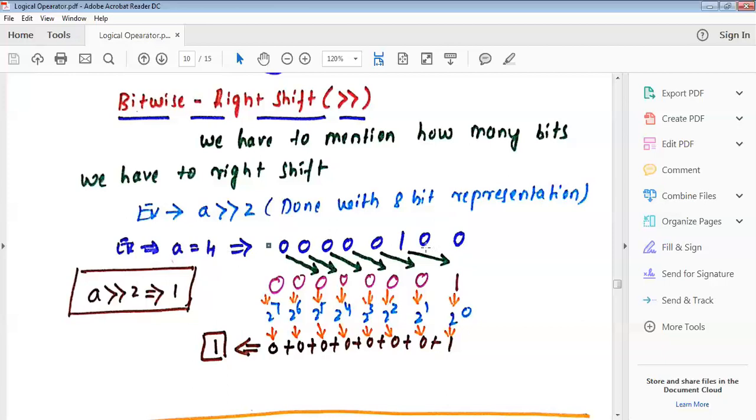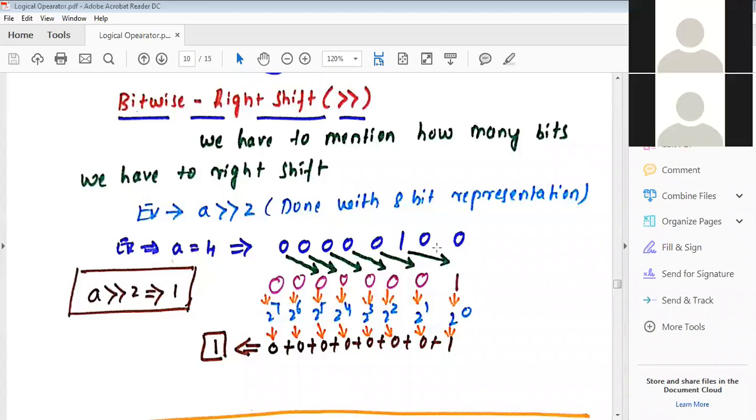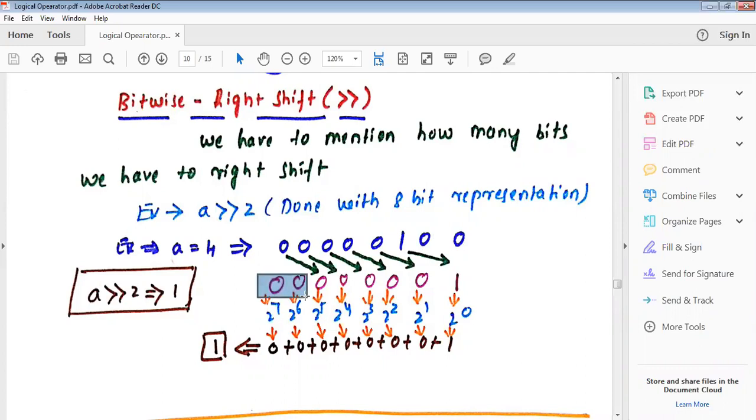Okay, even if you shift, what answer comes? This one will come this side. This 0 will come here, this 0 will come here, and these 2 zeros. These last 2 zeros are the first 2 right bits. Now what is the answer?